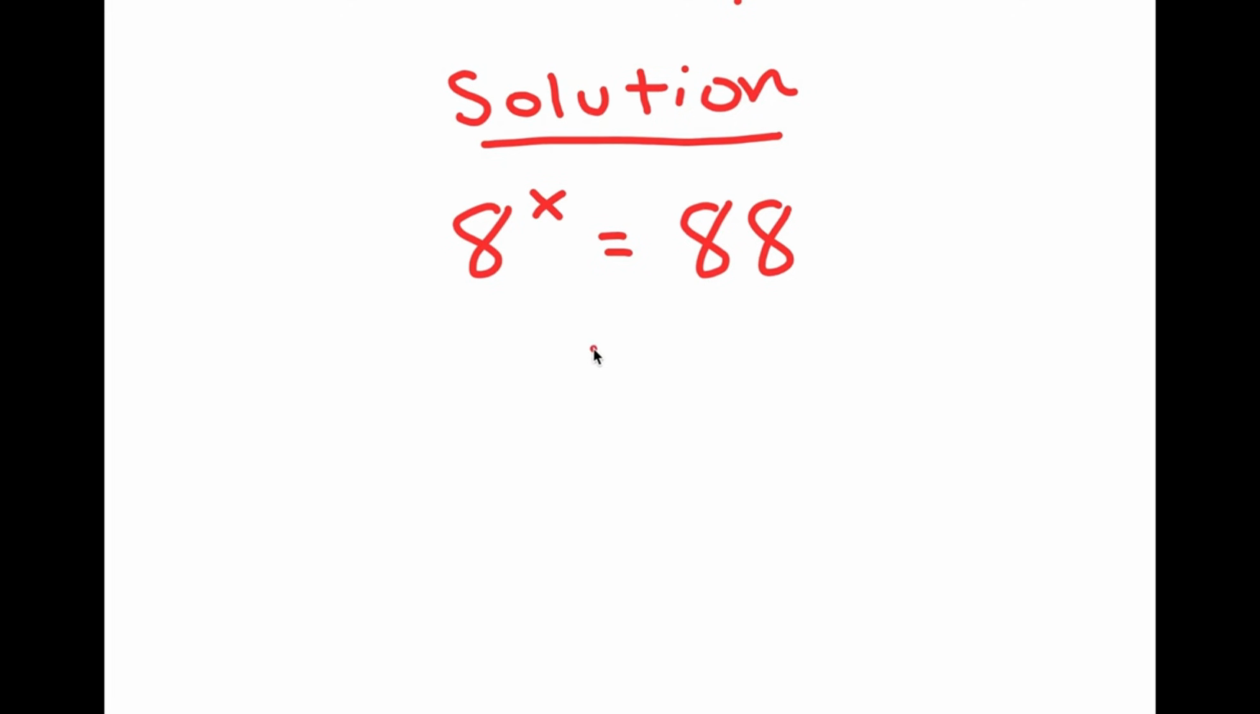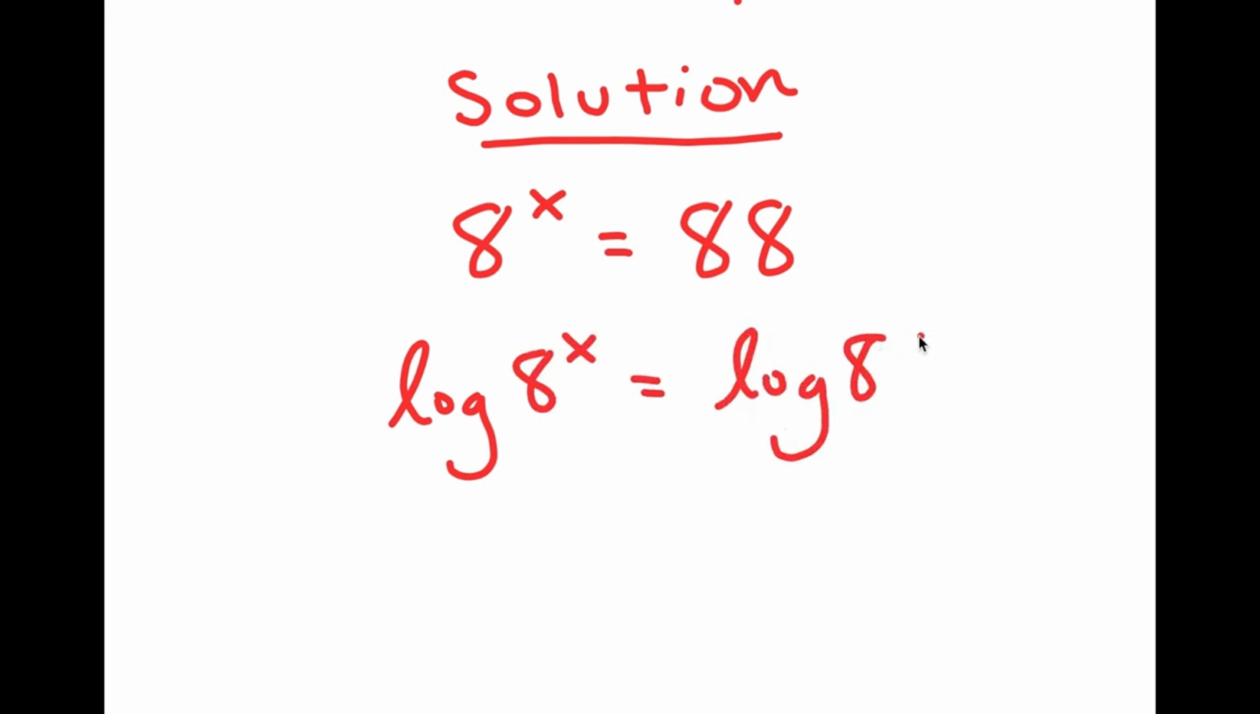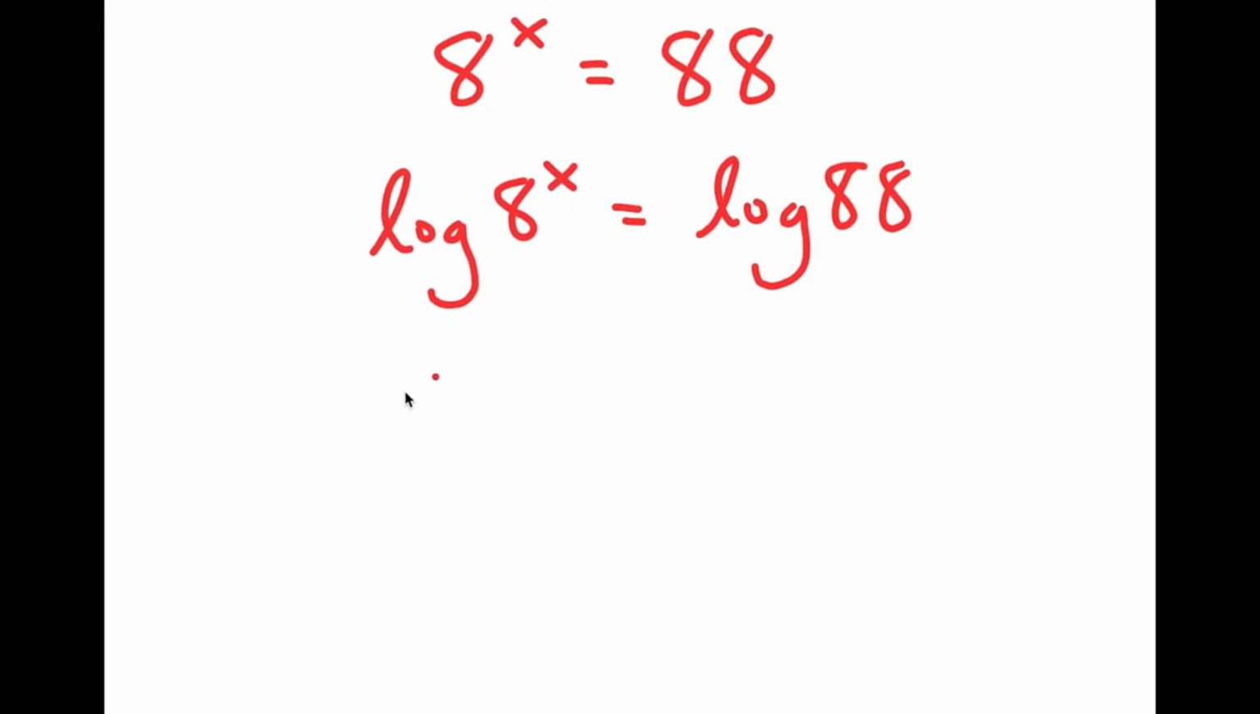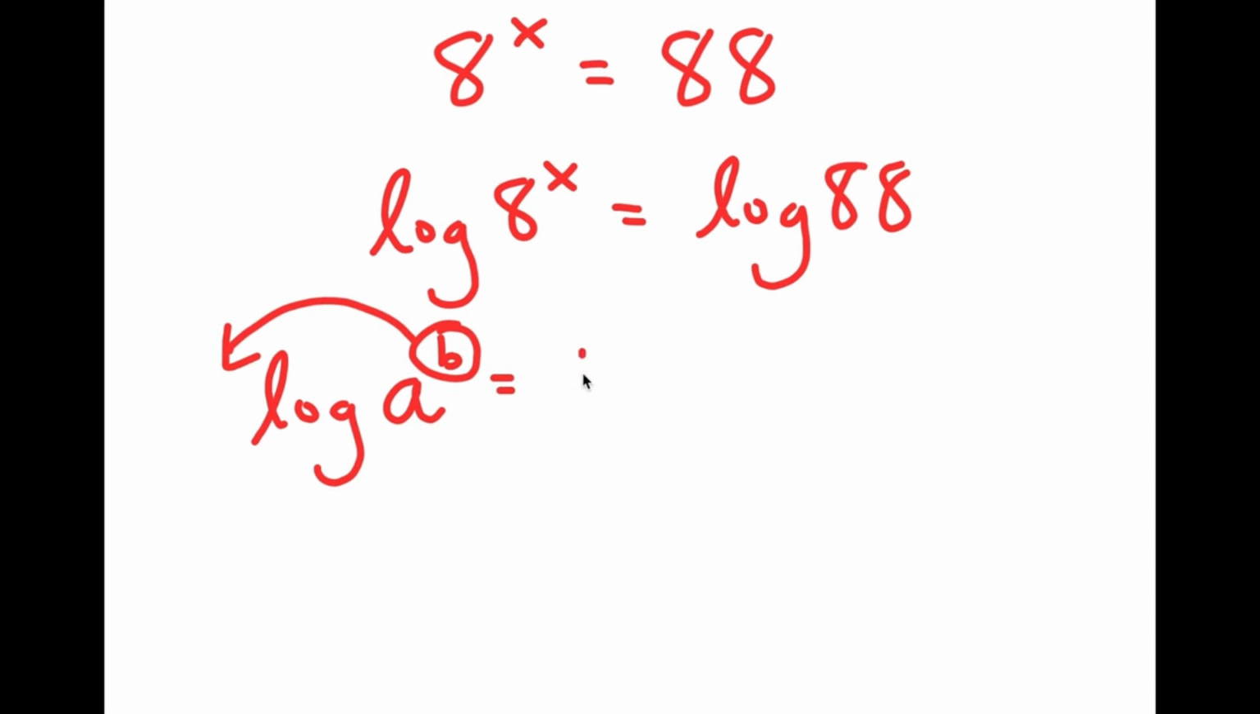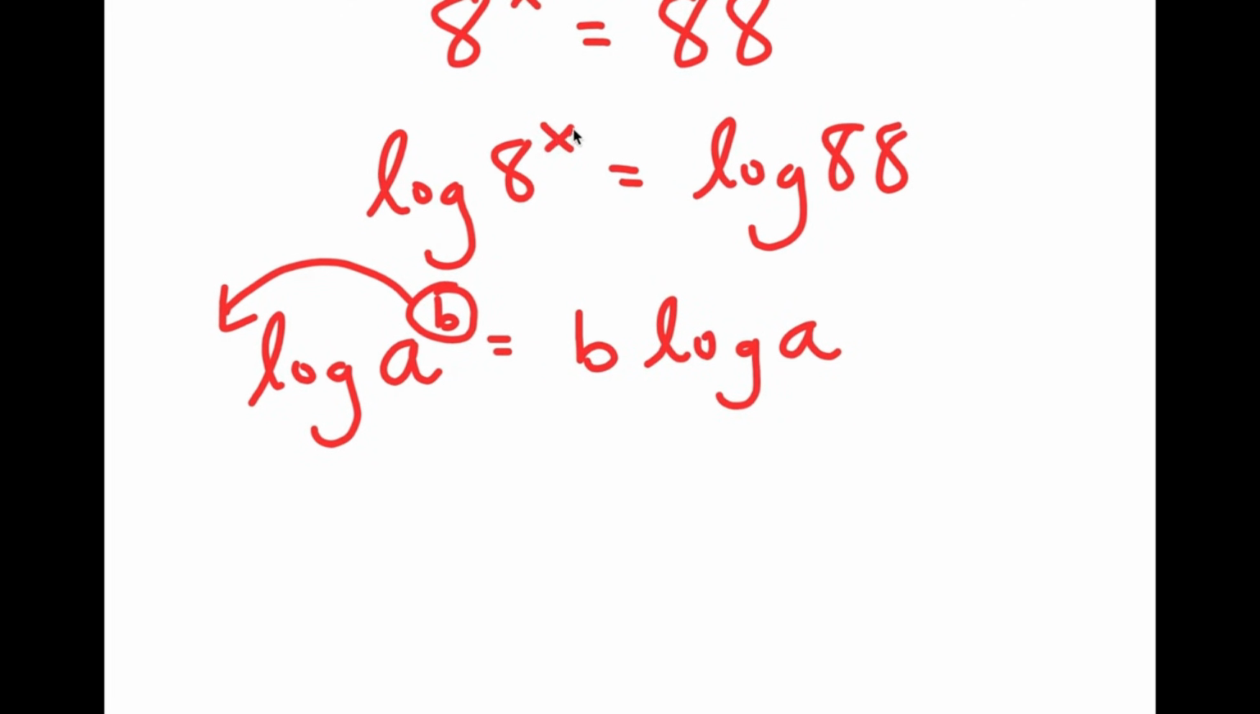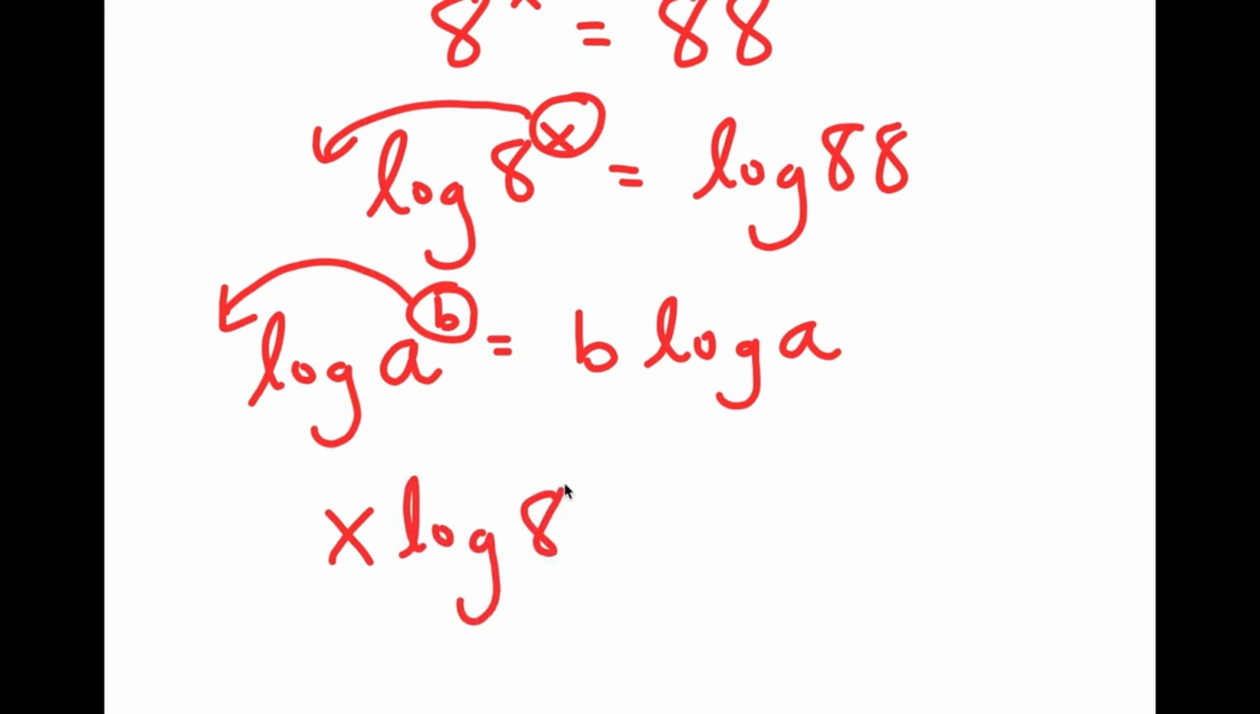Now I'm first going to start by taking the log on both sides. So I get log of 8 to the power of x is equal to log of 88. Now, if I have something in the form log of a to the power of b, I can move this exponent b to the front, so it's going to equal b times log a. In this case, I have log a to the power of x, and I can move x to the front, so I get x times log 8 is equal to log 88.